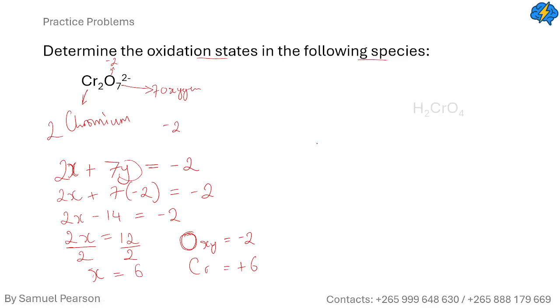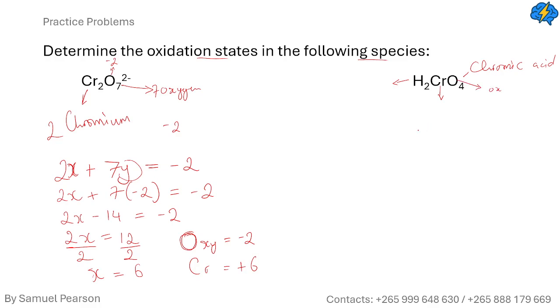So we have another compound, which is chromic acid, sometimes known as tetraoxochromic acid. For simple terms, I will just say chromic acid. We need to find the oxidation number of hydrogen, the oxidation number of chromium, and also the oxidation number of oxygen in this compound.